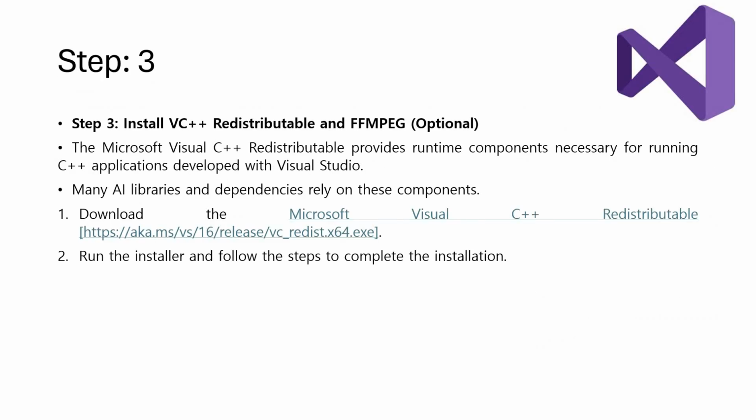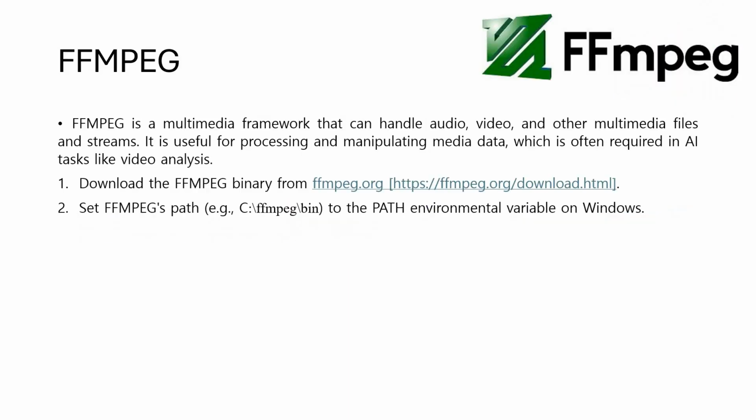Next is the VC++ Redistributable and FFMPEG installation. FFMPEG is an optional one, but we recommend going through it. The Microsoft Visual C++ Redistributable provides the required and necessary runtime components for running C++ applications developed with Visual Studio, so you cannot ignore it. Also, multiple AI libraries and dependencies rely on these components. I have given the link for the VC++ Redistributable download. Download it. It's a very simple procedure to install it.